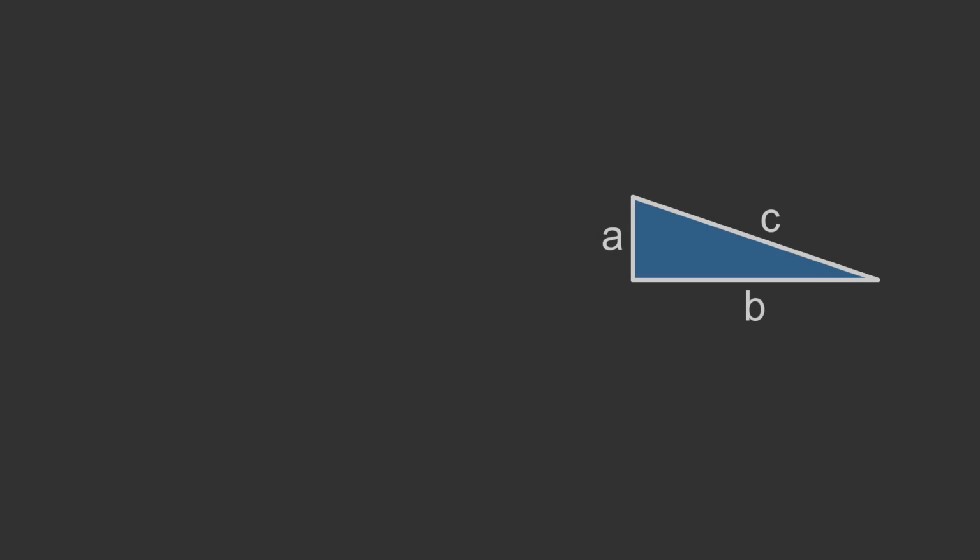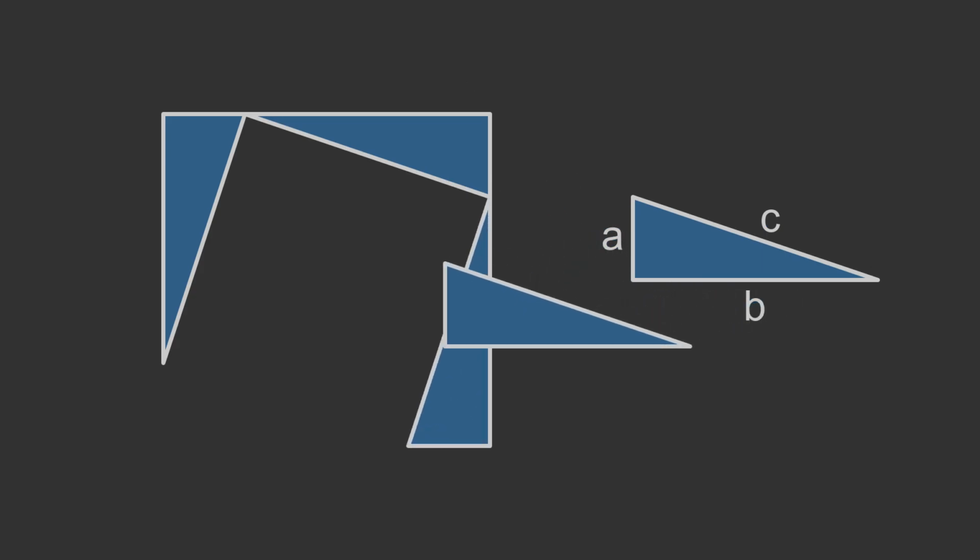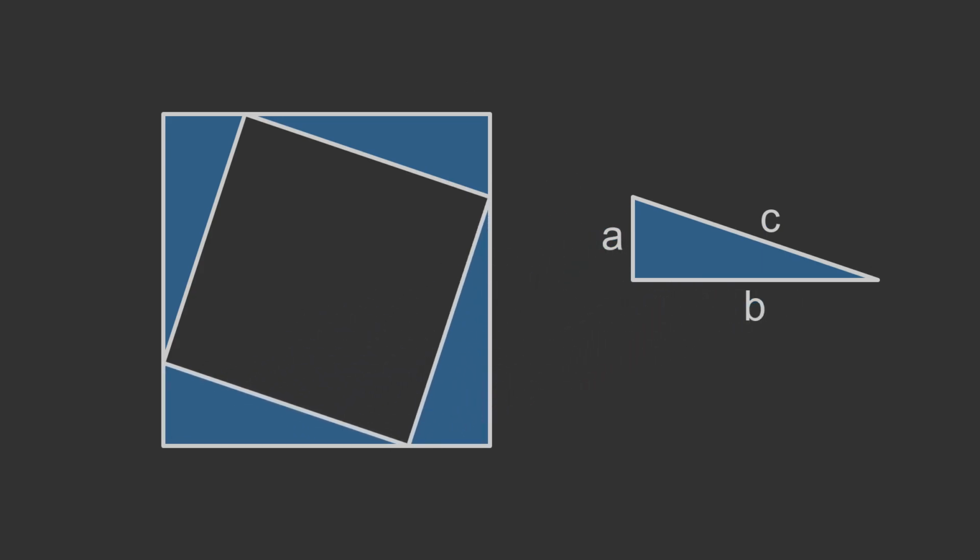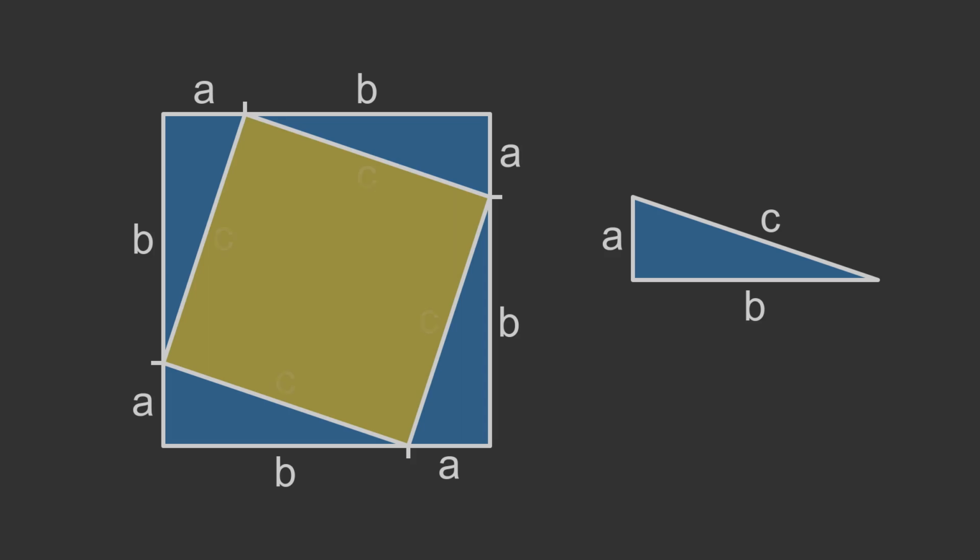We can prove Pythagoras' theorem visually. We take four identical copies of the right-angled triangle and form them into a square like this. This arrangement of triangles forms an outer square with sides of length a plus b. It also forms a yellow square in the middle with side length c, formed by the hypotenuse of each triangle. This square has area c squared.